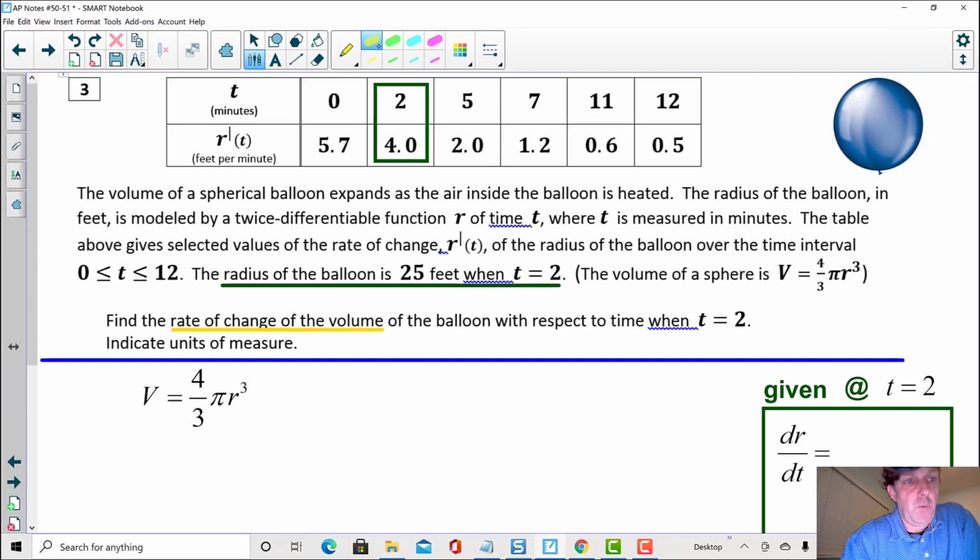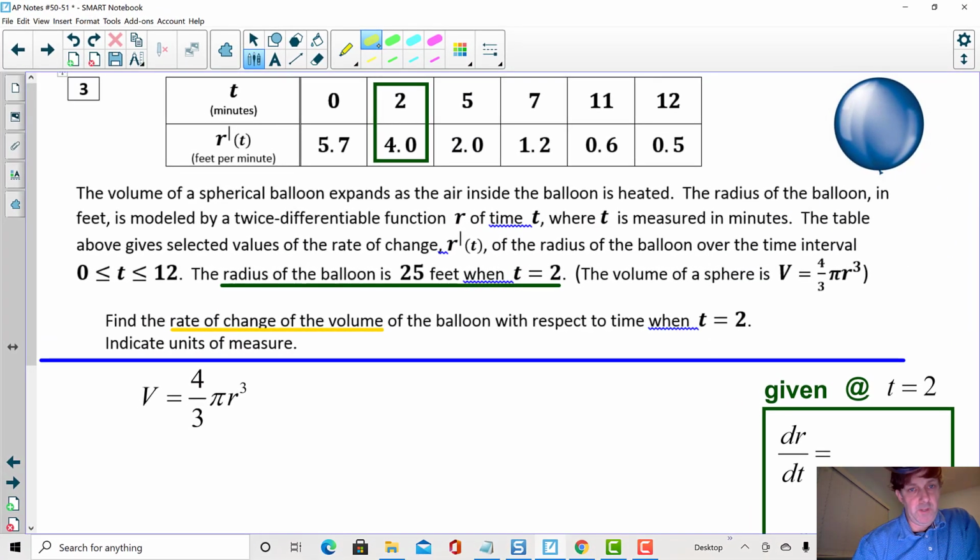Okay, this is the easiest one out of all of them. The only difficult thing about this one is they give you a table, so you're supposed to get r prime from the table. So when t is 2, the r prime is 4, and we get that from a table. Other than that, this is an extremely easy problem.